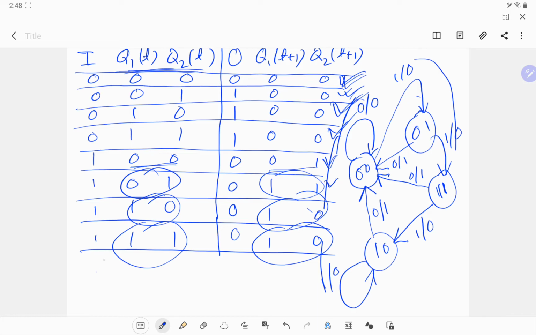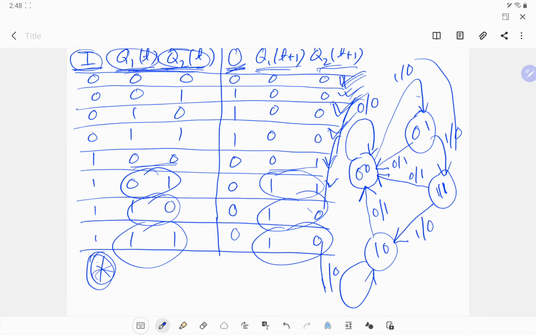Now, given this state table, if we want to design the sequential circuit, we need to find the equation for each output and for each of the flip-flops of the next state. So we have one output in this case and two flip-flops Q1 and Q2. If we consider we have 3 binary variables I, Q1t and Q2t, then we have the output O.